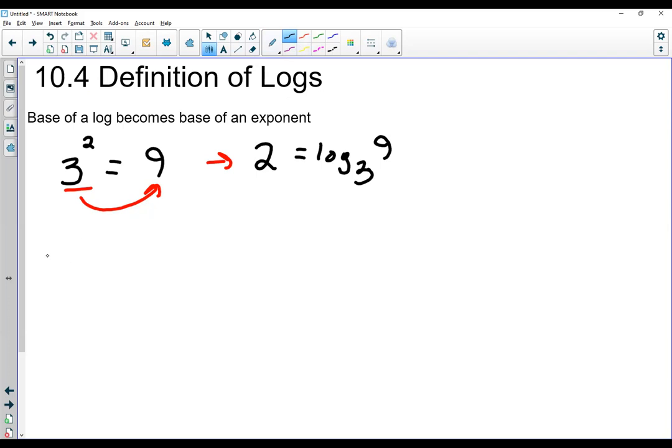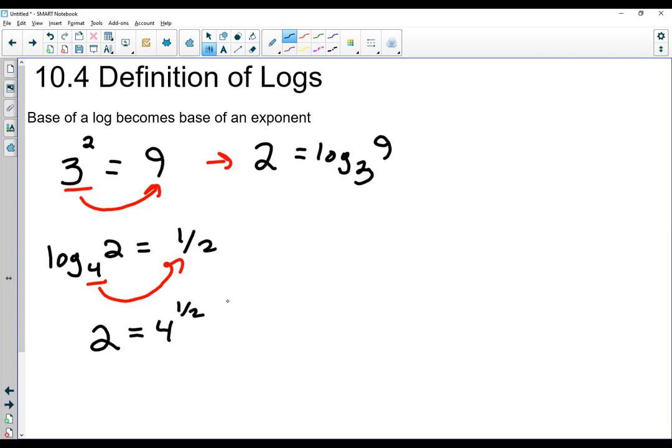Now, it works the other way too. Log base 4 of 2 equals a half. Here, the base of the log, if I want to move it to exponent form, becomes the base of an exponent. The base of a log becomes the base of an exponent. So 2 equals the base of the log, which was 4, becomes the base of the exponent, 4 to the 1/2 power. Oh, I understand. So this is rewriting.